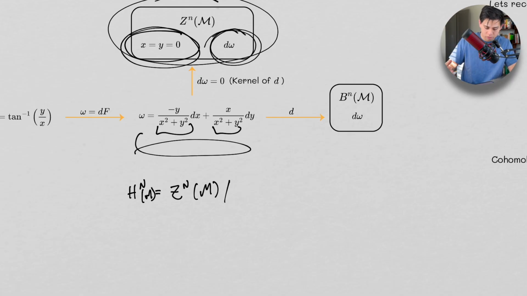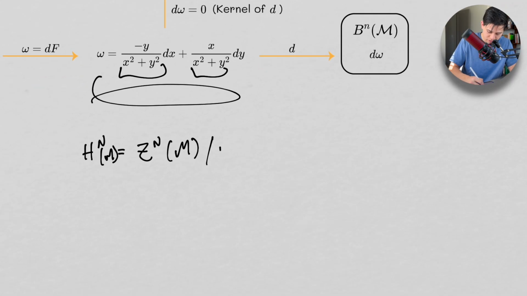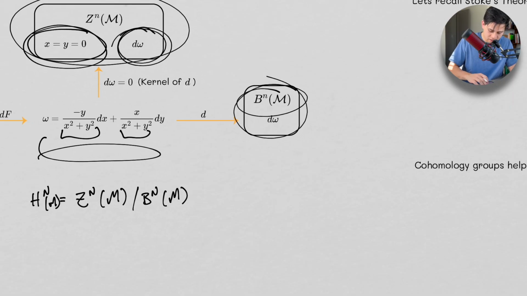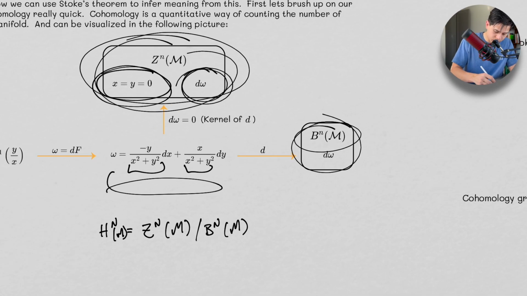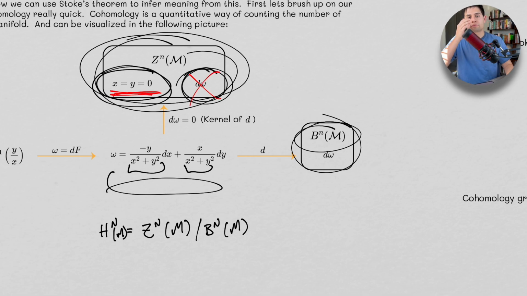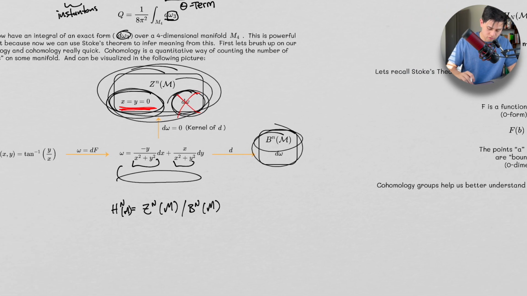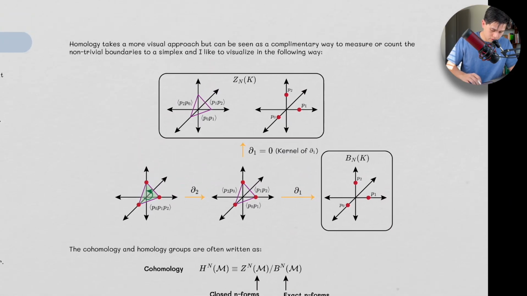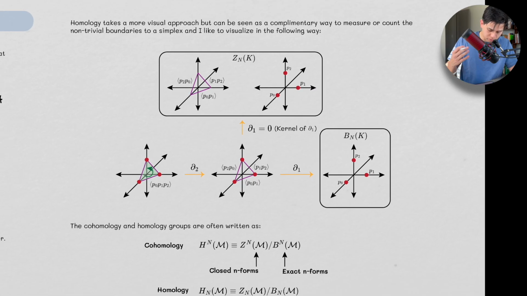When we mod out B_n on the manifold, that's this guy right here. So we're modding out this space from this space, and when we do that, we're effectively ignoring this, and we're just counting these undefined regions, okay? And the undefined regions are the holes in our space. This is a very algebraic and very topological way of looking at our manifolds. All right. So homology takes a more visual approach, but I like this.